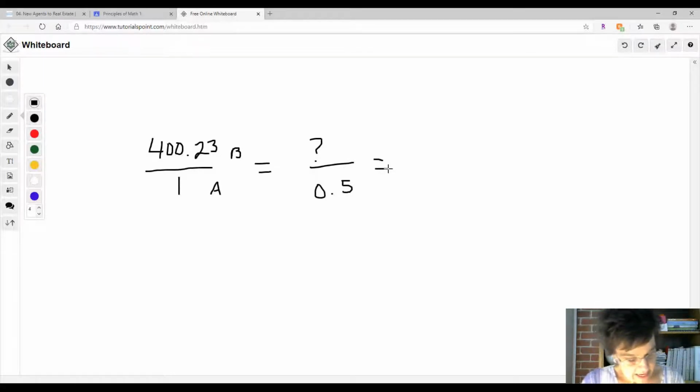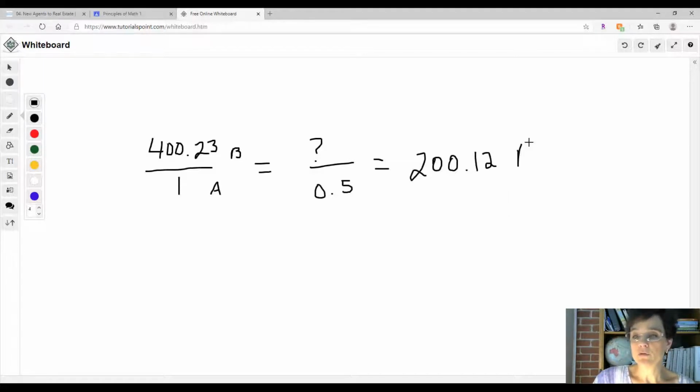So now to get the answer here, see if you can figure out what it is. Remember, this needs to be an equivalent fraction. I'm going to put the answer: 200.12 bushels. The reason why, let me do a different color, is that we got to keep these equivalent, just like we're doing when we're doing fractions.